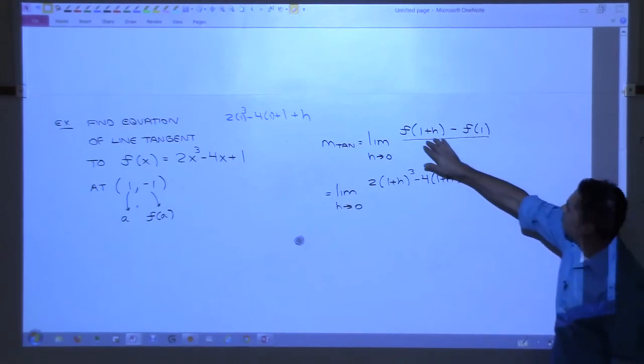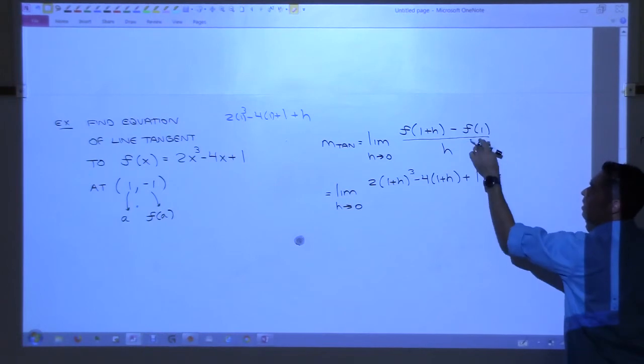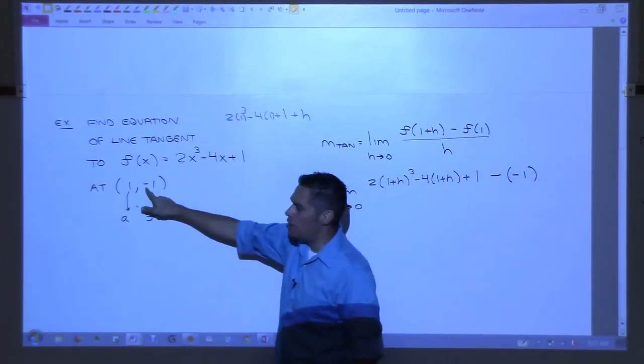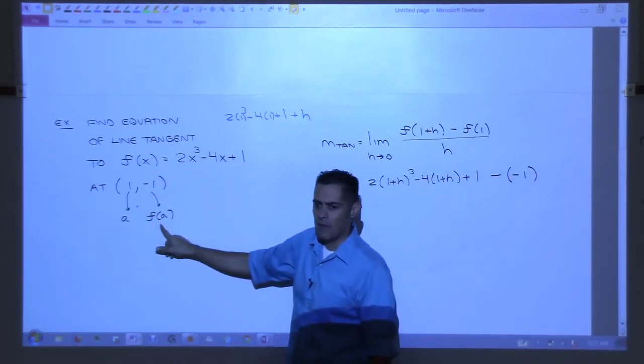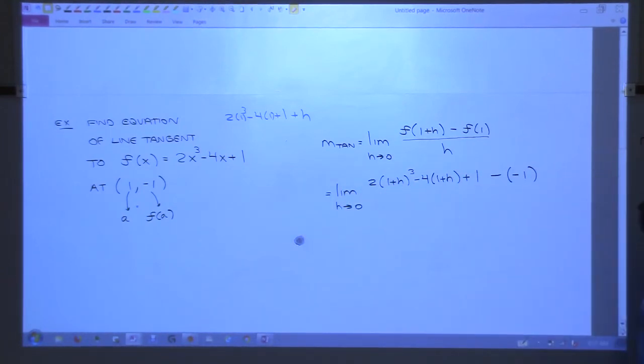Okay, so that's this. Then I do minus f of 1. So minus, what is f of 1? Let's go ahead and replace it. That's negative 1, right? That's this right here. We already know that that point kicks out our f of a, which is really f of 1. We good? All right, all over h.